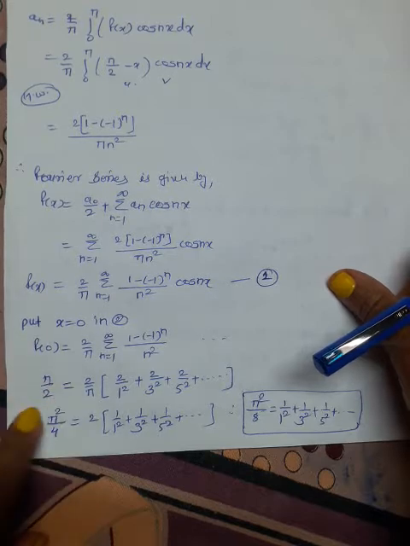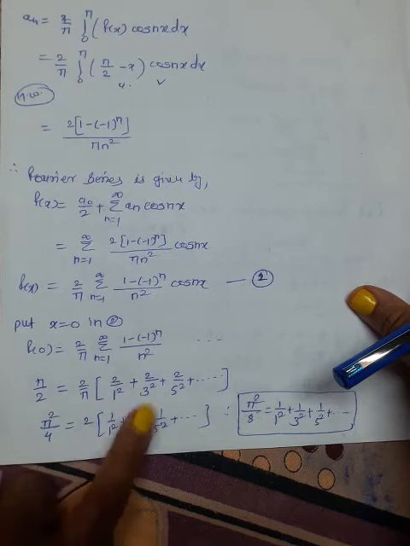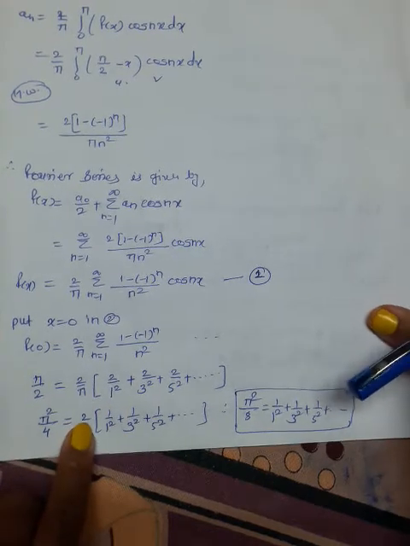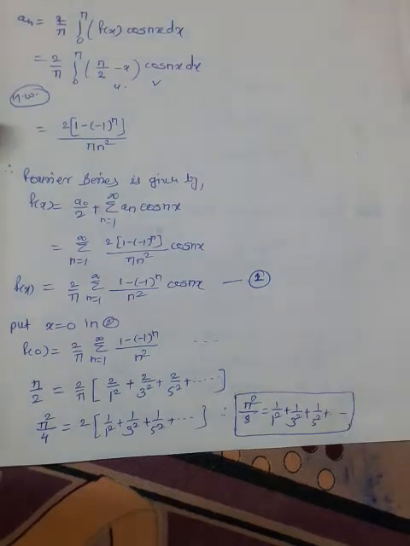And take this pi on that side, we get pi square by 4 is equal to this, 2 into this. Take this 2 common. Again take this 2 on this side, we get pi square by 8 is equal to this series.